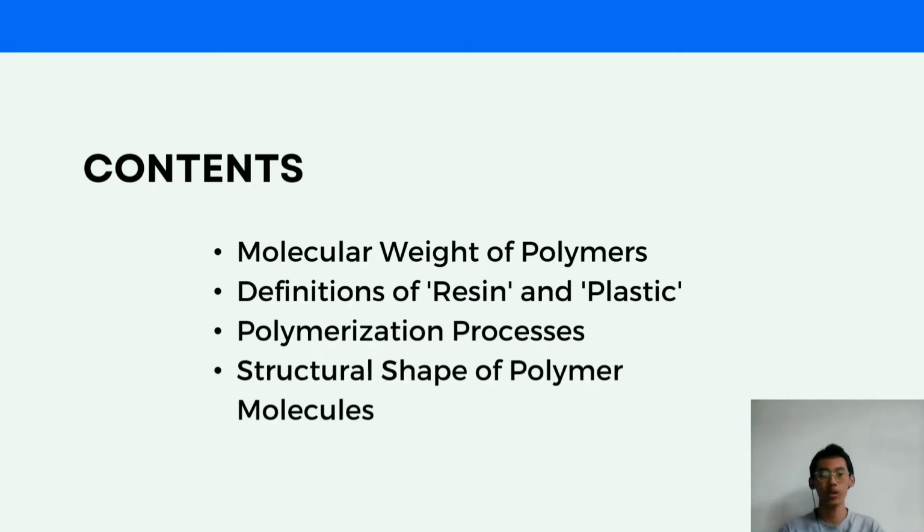First one, there is molecular weights of polymers. The second is definition of resin and plastics. The third is polymerization process. And the last one is the structural shapes of polymer molecule.